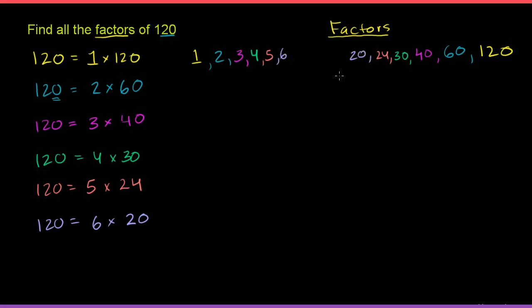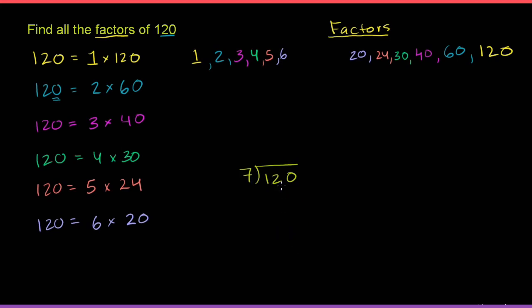So 6 times 20 are two more factors. Now, let's think about 7. 7 is a very bizarre number. And just to test it, let's just try to divide 7 into 120. 7 doesn't go into 1. It goes into 12 one time. 1 times 7 is 7. You subtract. 12 minus 7 is 5. Bring down the 0. 7 goes into 50 seven times. 7 times 7 is 49. Subtract. You have a remainder. So it does not divide evenly. So 7 does not work.